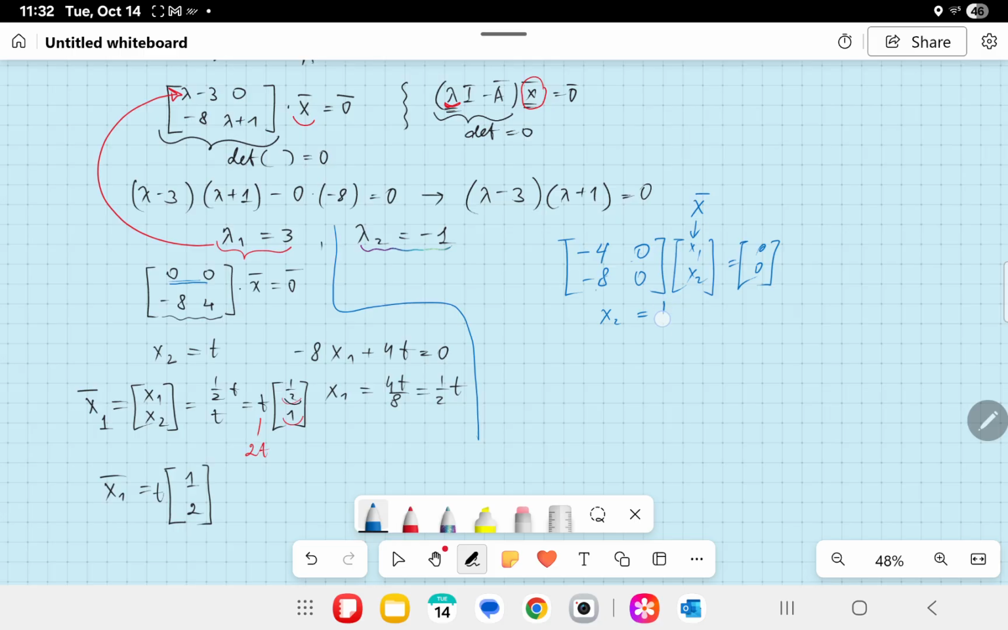Okay, so here guys, I'm going to choose x2 as my free variable. Well, I don't know, let's use letter P. What is going to be my x1? Well, if I use the first equation for x1, it's minus 4x1 plus 0p equals 0. Well, what is going to be solution here?